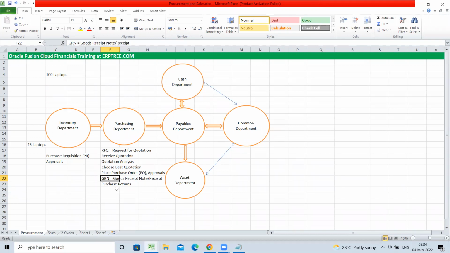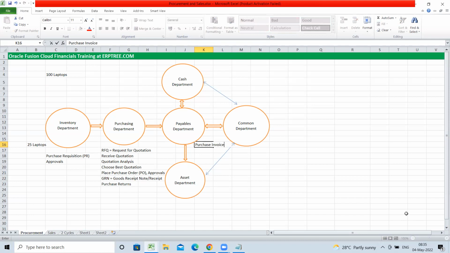Once material is received, we create the GRN, and the purchase department will pass this GRN information to the payables department, stating from so-and-so supplier, this much quantity of items we received, and this is the price. With all these details, the purchasing department will pass the GRN information to the payables department. Based on the GRN information, the payables department will create the purchase invoice.